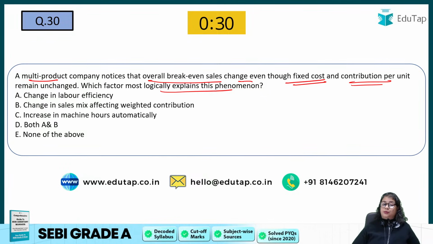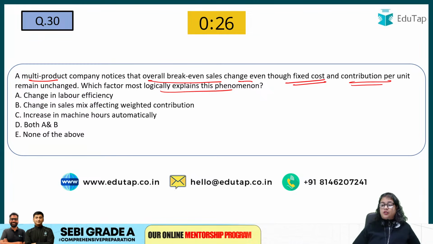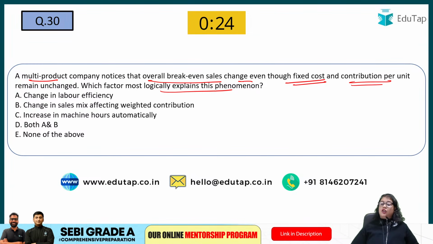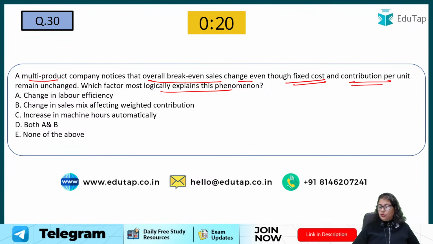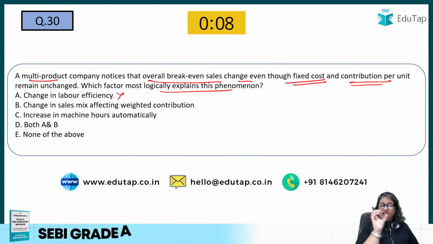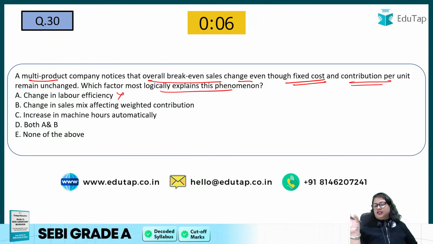So when there is a multi-product company, always remember, we don't see the contribution per unit. We see the total contribution, or you can say the weighted contribution. Okay, right? So is there a change in labor efficiency? The labor efficiency is not changing in the multi-product company. Here there is no factor such as labor efficiency. So this is wrong. Hence, the answer is B. See, the change in the sales mix affecting the weighted contribution.